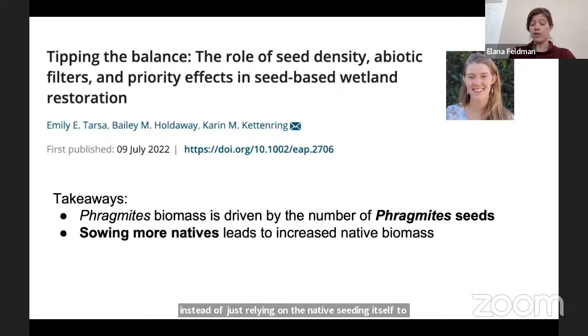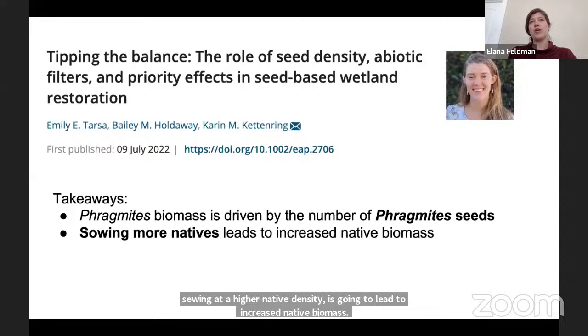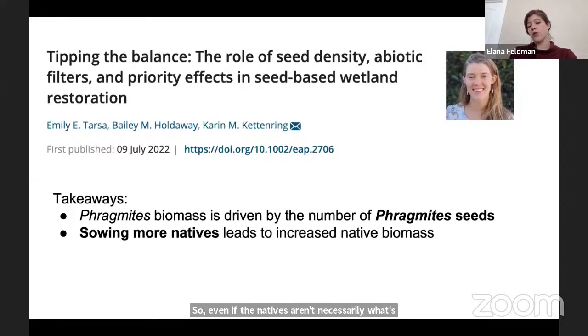However, Emily also found that sowing more natives, so sowing at a higher native density, is going to lead to increased native biomass. So even if the natives aren't necessarily what's driving the Phragmites in your area, it's important to sow those at a higher density if you can, because that's going to help restore the native community there faster.